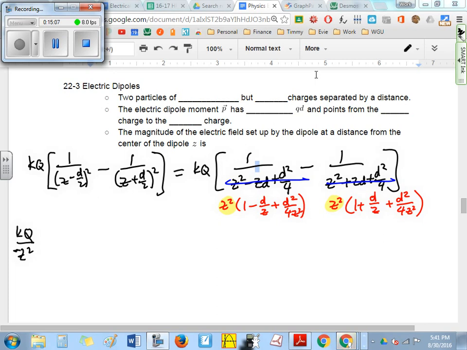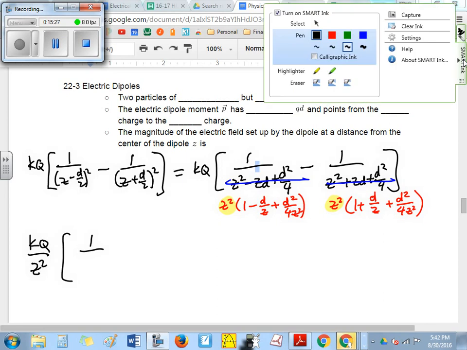So this is already looking like a field: it's KQ on top, distance squared on the bottom. So it's KQ over Z squared. All right, so inside, what do we got? Well, we still have the 1 over 1 minus D over Z plus D.